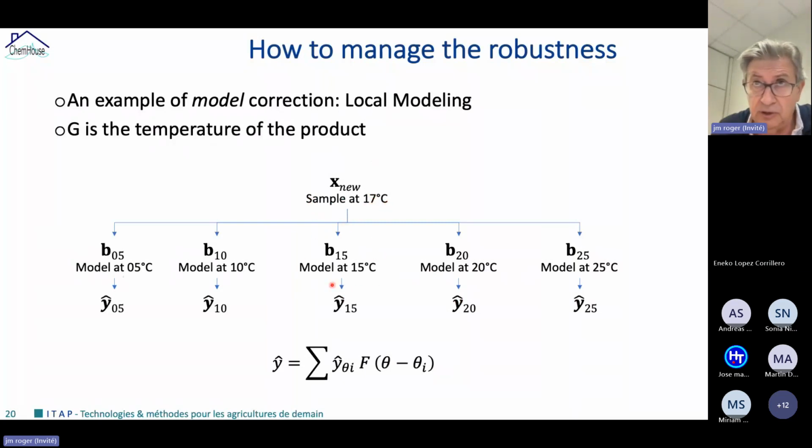So either you adopt the closest, you can say, okay, I will use the 15 degrees, it will make a small error, or you can simply also make a weighted mean of all the predictions of all the models, but weighted by a function which will depend on the distance between the temperature you have and the temperature of the model. You can imagine here we will put a very, very low weight, here also, and here a very high weight, okay? This is an idea of correcting the model. You aggregate all the models you have at different levels of G.